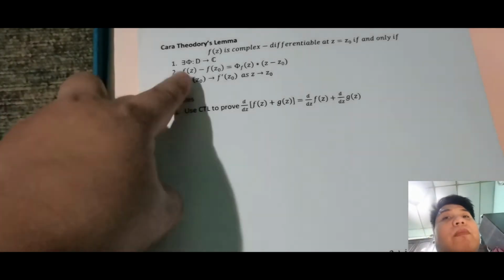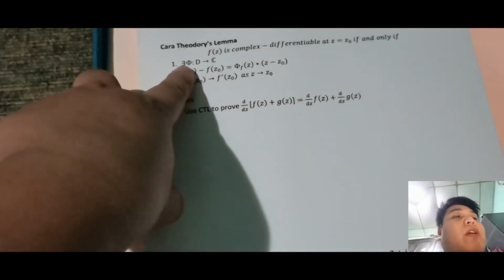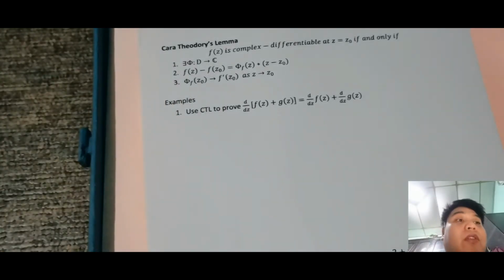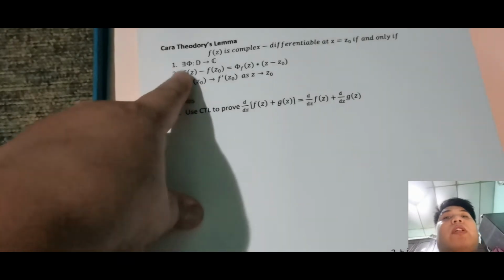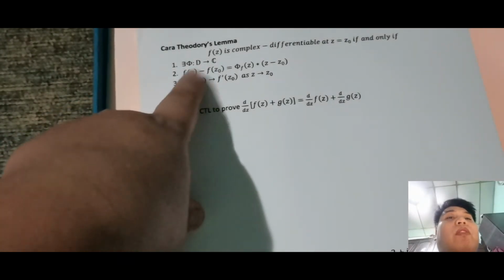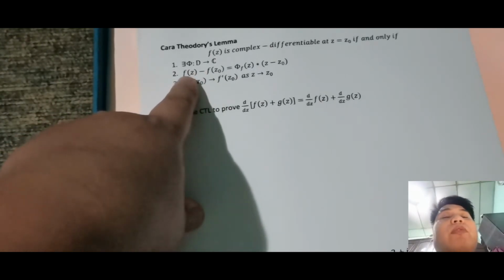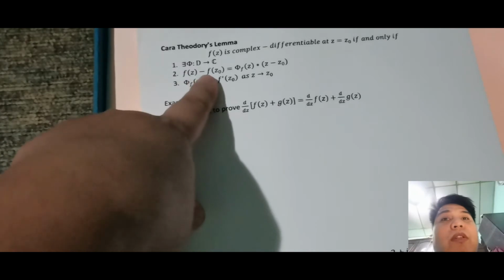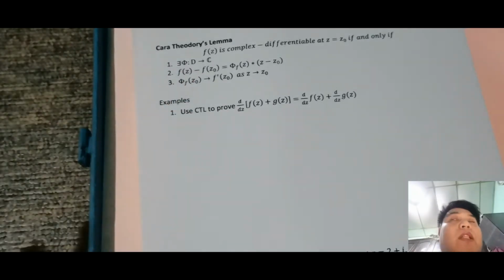So there exists a p function. Okay, si p function is what we call the increment function. Okay, so ang goal natin dito maghanap ng increment function. So ulit, there exists an increment function which is a p function, mapping d to complex numbers. So yun yung domain, then that is equal to 2. So ang gagawin pagdating ng number 2, evaluate po si f of z minus f of z naught. So ang goal natin lagi, f of z minus f of z naught.